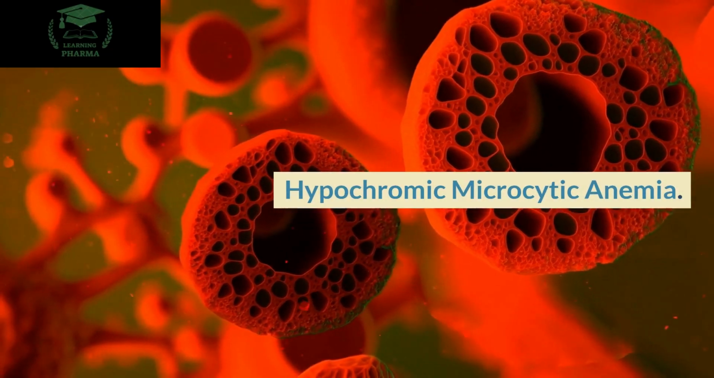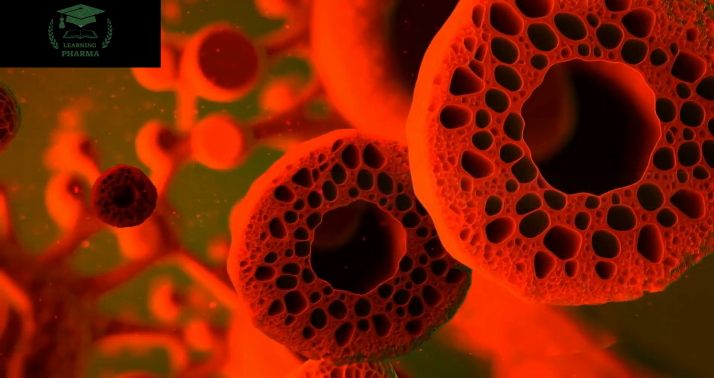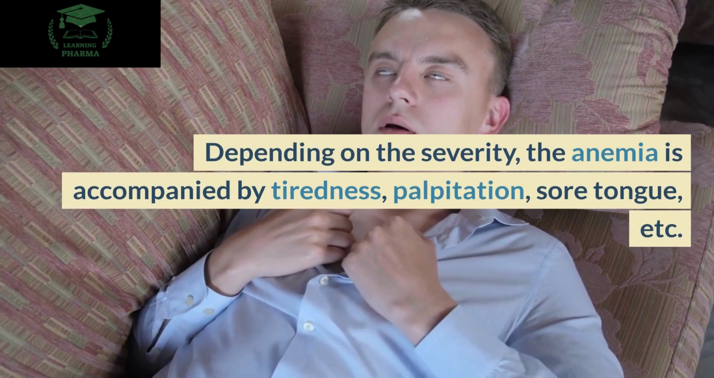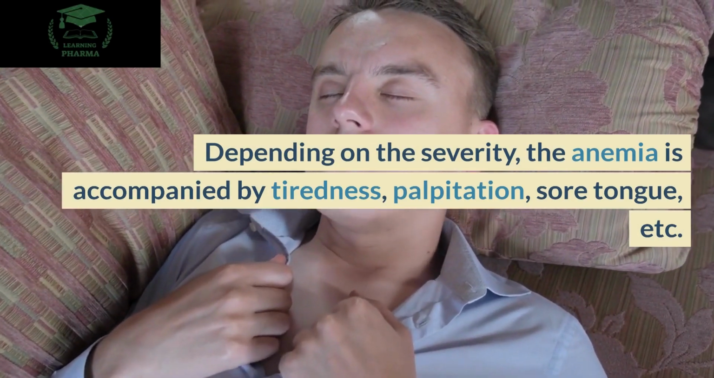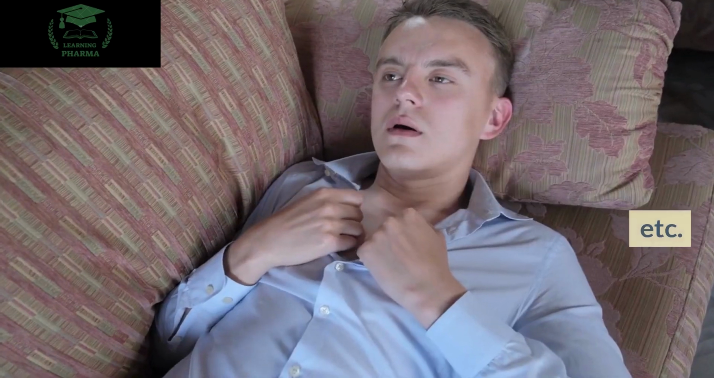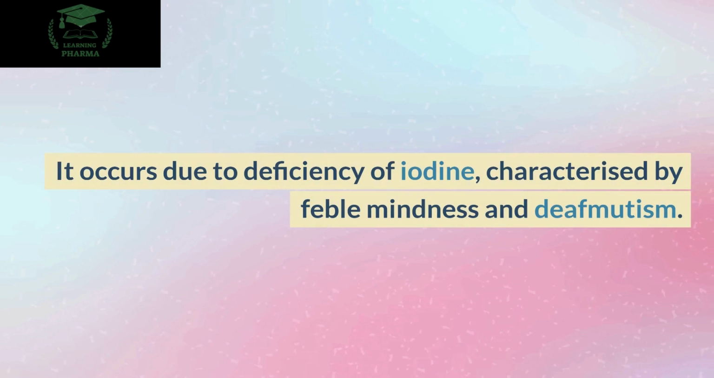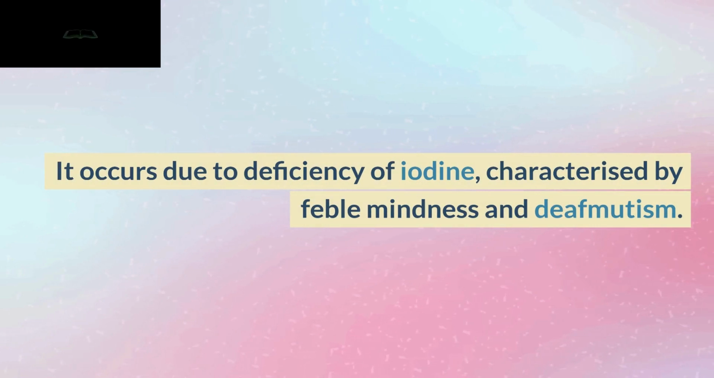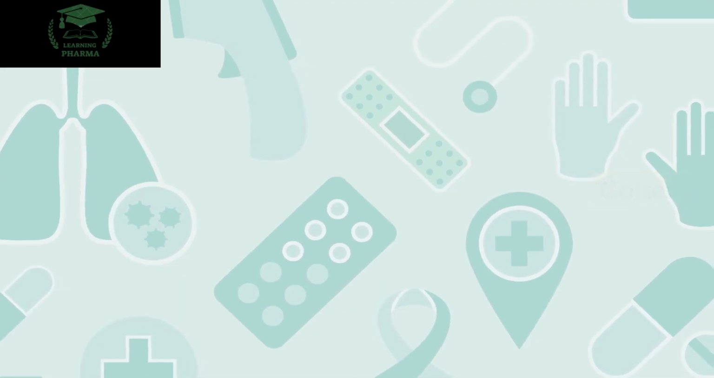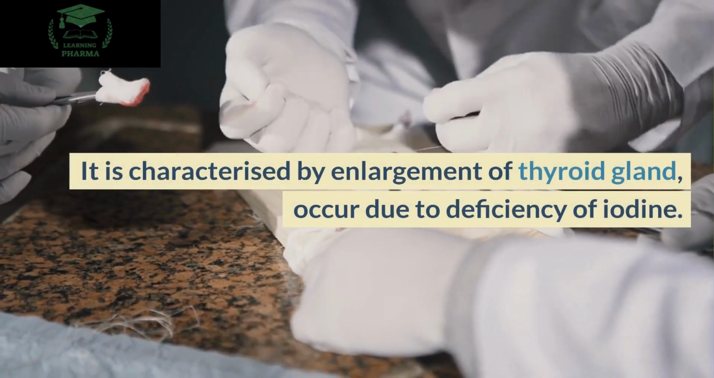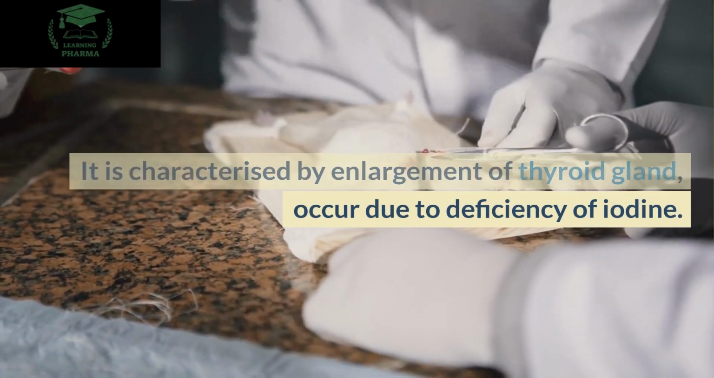Hypochromic microcytic anemia. It is a result of iron deficiency. Depending on the severity, the anemia is accompanied by tiredness, palpitation, sore tongue, etc. Cretinism. It occurs due to deficiency of iodine, characterized by feeble-mindedness and deaf mutism. Goiter. It is characterized by enlargement of the thyroid gland, and occurs due to deficiency of iodine.